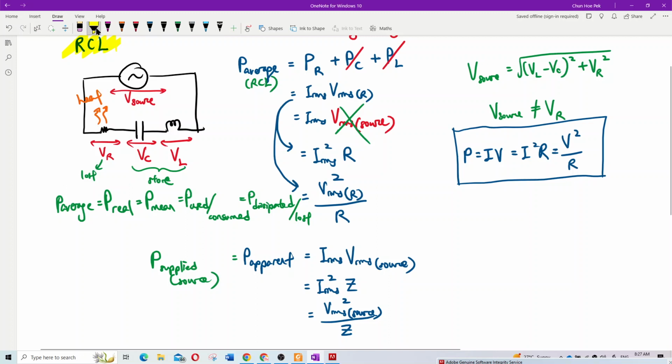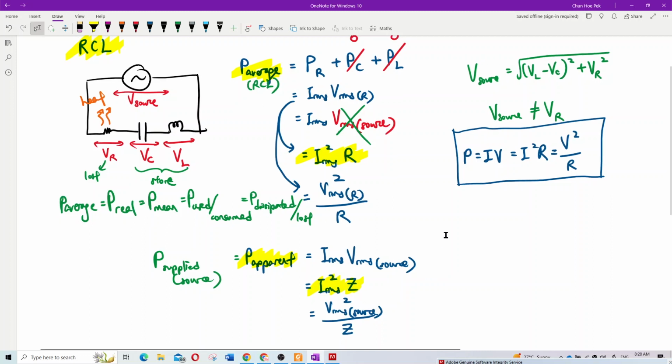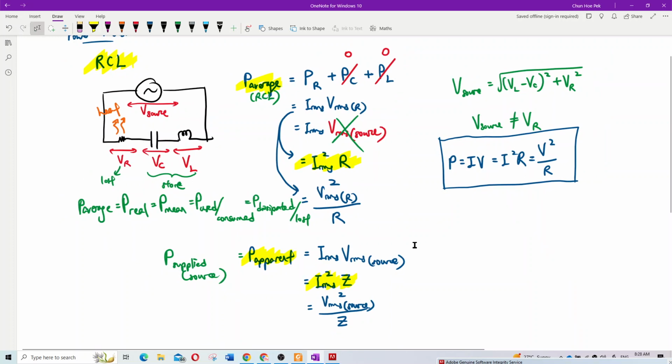But class, usually what do we use? We use the simple formula. For average power, we use I squared R. We seldom use the other one. For apparent power, we just take I RMS Z. We just take these two. Understand?